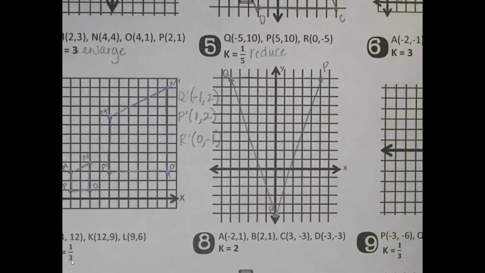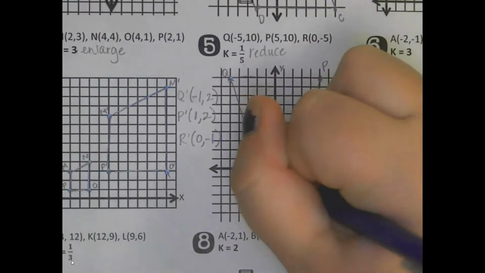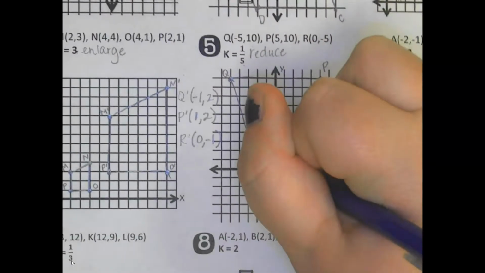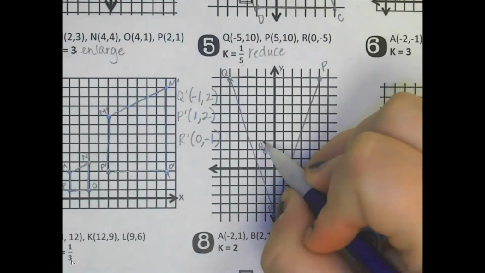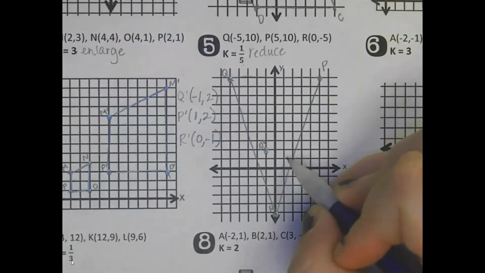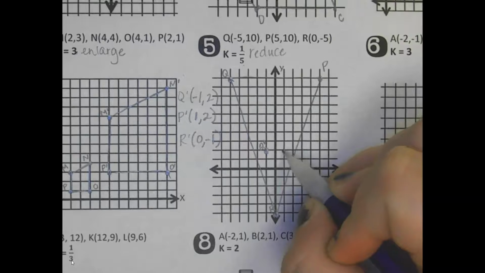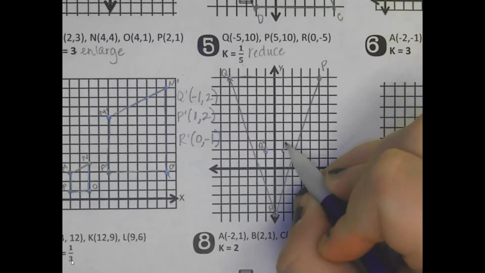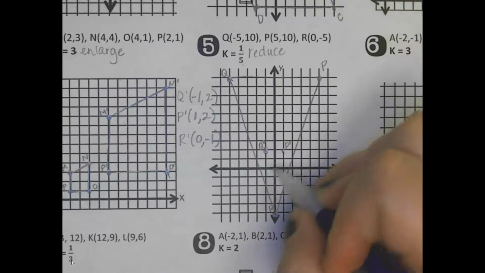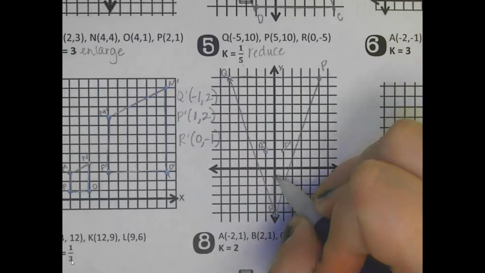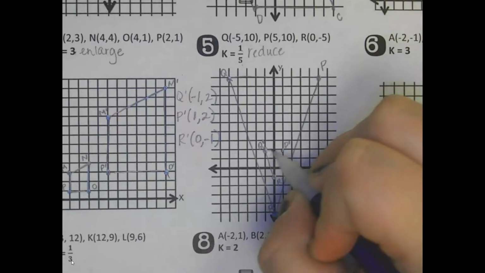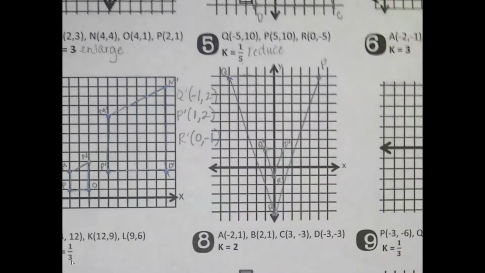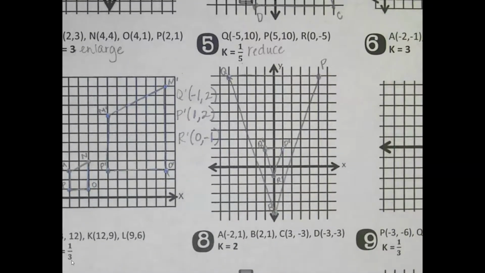So now I'm going to plot those points. So -1, 2. There's my new Q, my Q prime. 1, 2. Be sure I can tell that you've put the prime symbol. Okay. And 0, -1. R prime. I knew it was going to reduce. It looks a lot like that big triangle, just smaller.